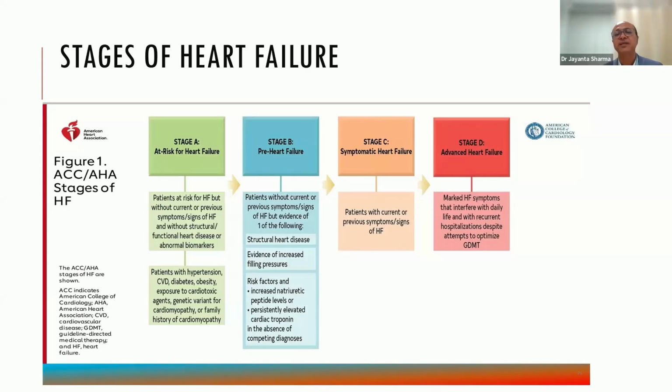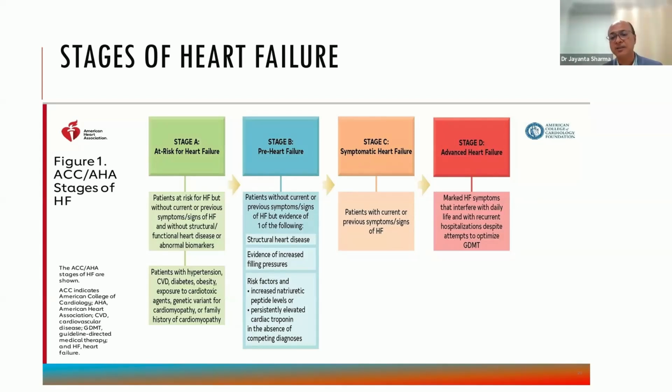Now the patient is having stage C. Stage C means the patient is having symptomatic heart failure. These are the patients who are inside the ICU. We are dealing with them from the nursing point or medical point of view when the patient is inside our ICU. Patients having current or previous symptoms and signs of heart failure are stage C. So the patients who are inside the ICU basically are the stage C category of patients that we are dealing with.